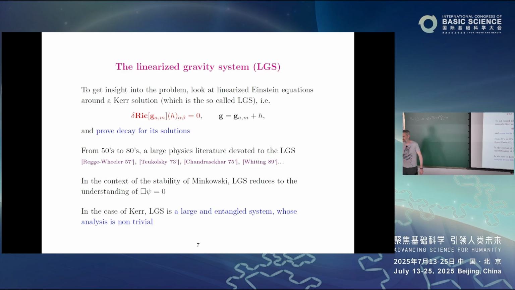And let me start in this context. It's very natural, the first thing you should look at is the model problem in which you simply drop the nonlinearity and just look at the linearized Einstein equations around a fixed Kerr black hole. Okay, so that is usually referred to in the literature as the linearized gravity system.